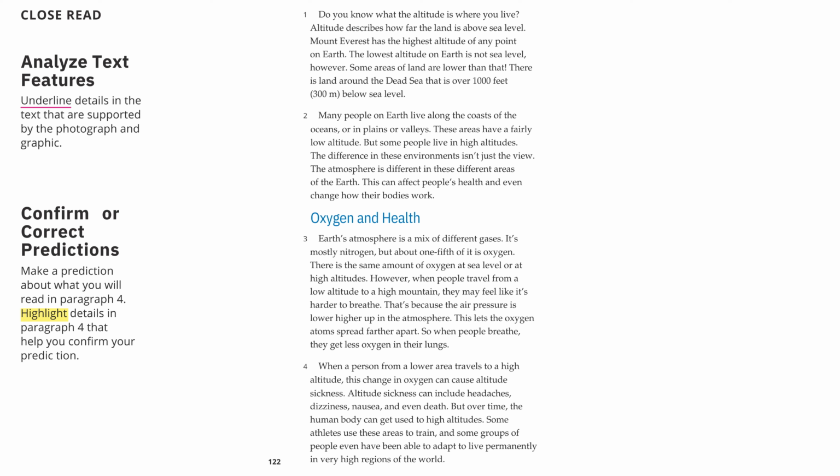The difference in these environments isn't just the view. The atmosphere is different in these different areas of the Earth. This can affect people's health and even change how their bodies work.